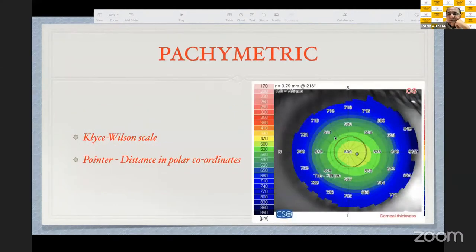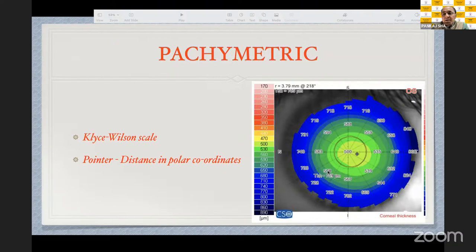This is the packing. Now, one difference in the notation of Sirius is that it does not use Cartesian coordinates. Cartesian is X and Y. It uses polar coordinates, which means this is zero, this is 90, this is 180, this is 270, this is again zero. So here it is written that thickness is 709, 3.9 millimeters at 218 degrees. So 0, 90, 180, somewhere around is 218.